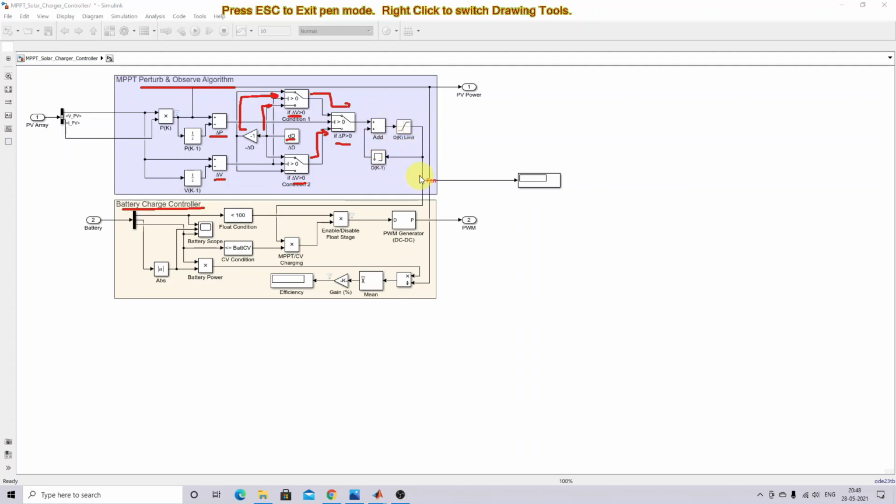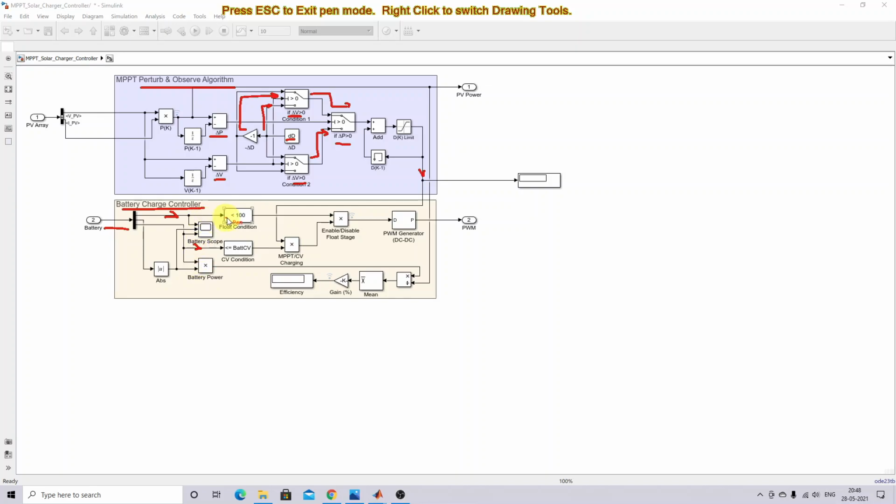Okay, so here we will get the corresponding duty cycle for the MOSFET in the Zeta converter. So next we have to measure the battery parameters. That means here you have to measure two parameters. One is the SOC of the battery, and then we have to measure the voltage of the battery. Okay.